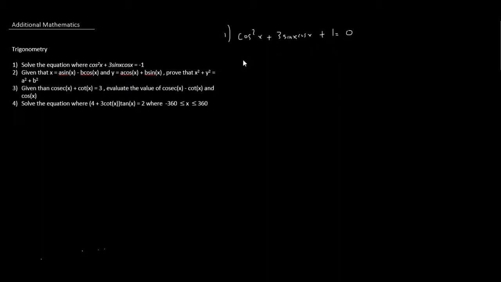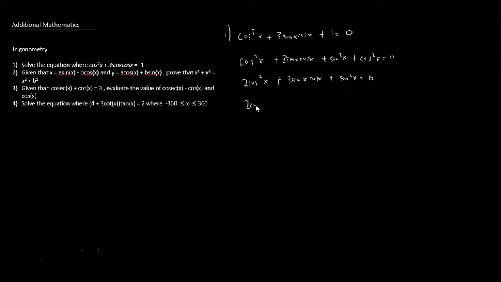It's like an identity. So we can rewrite the equation as cos square x plus 3 sin x cos x plus sin square x plus cos square x is equal to 0. Right? And then if we just combine like terms, we have 2 cos square x plus 3 sin x cos x plus sin square x equals to 0. Right? And from here, you'll notice that we can actually factor it out.